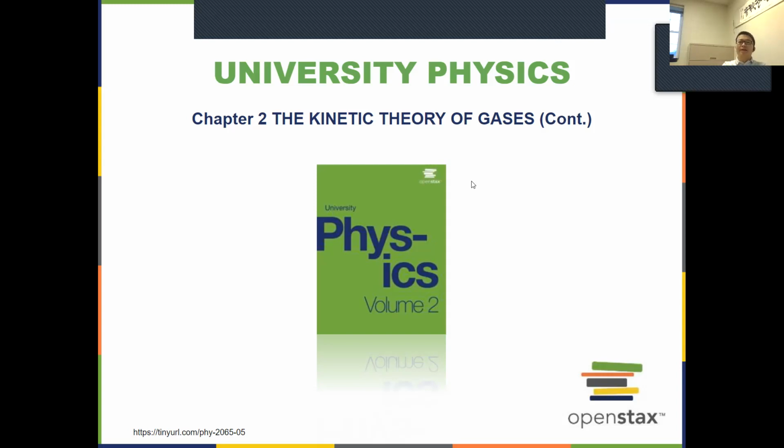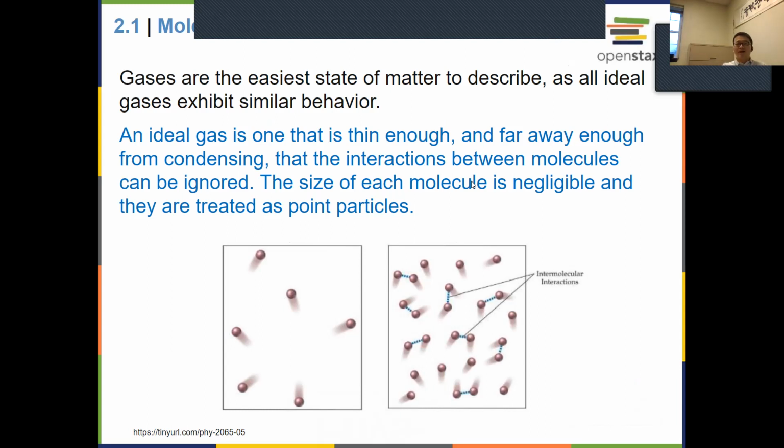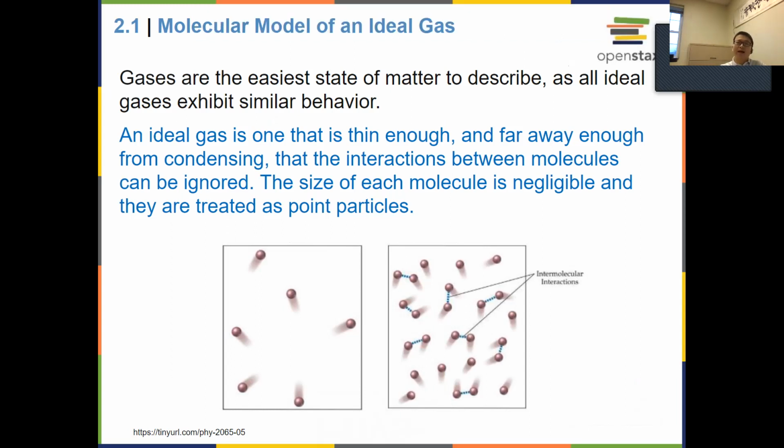So quickly, again, what we talked about last time, we talked about ideal gas laws. To talk about ideal gas, we need to make two assumptions. First, the gas is thin enough so that the molecules are far away from each other, so you can ignore the interactions between molecules. Second, the size of each molecule is negligible. That means you can treat them as point particles. You don't worry about the volume of the size of the molecules.